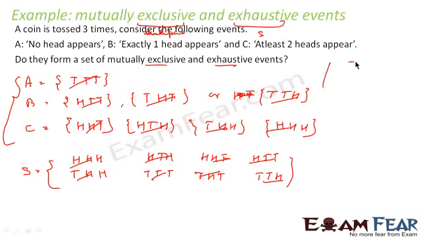So when you draw a diagram for A, B and C, you will get something like this. This is A, this is B, this is C. This is how we will get A, B and C. You will notice that they are not overlapping. So they are mutually exclusive and exhaustive events. Hope this clears it out.